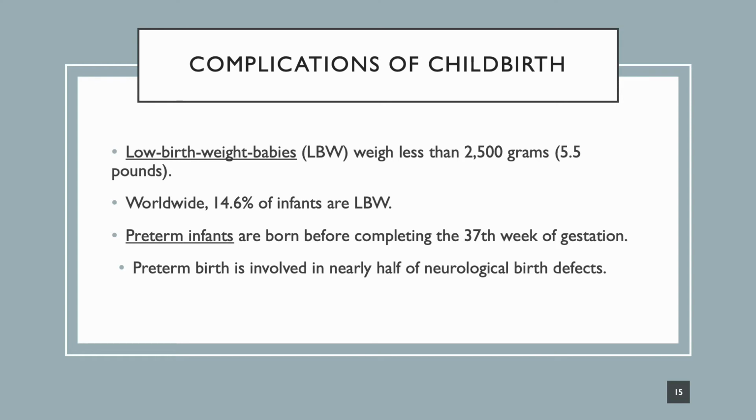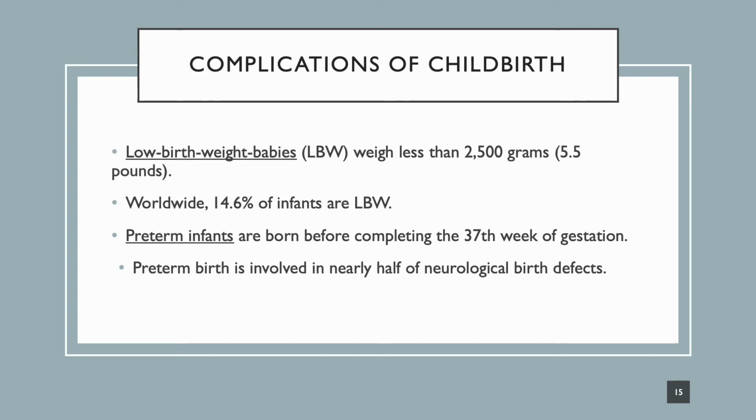Some of the complications of childbirth include low birth weight. Low birth weight is less than 2,500 grams or 5.5 pounds. Worldwide, about 14.6% of babies are considered low birth weight. Preterm infants born before completing the 37th week of gestation are more likely to be low birth weight. Preterm birth is involved in nearly half of all neurological defects.